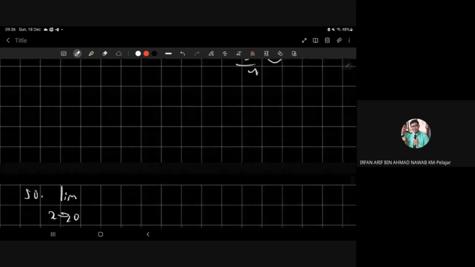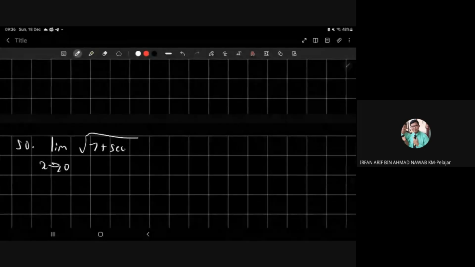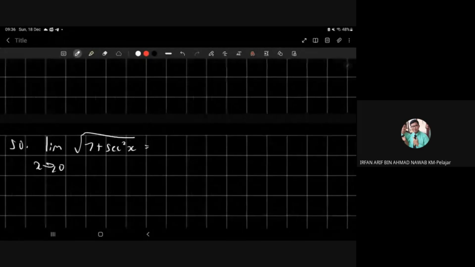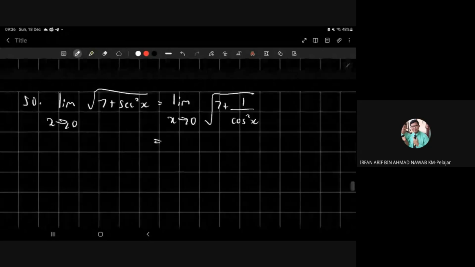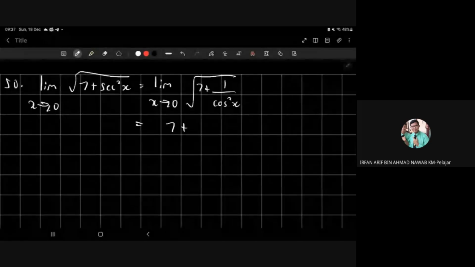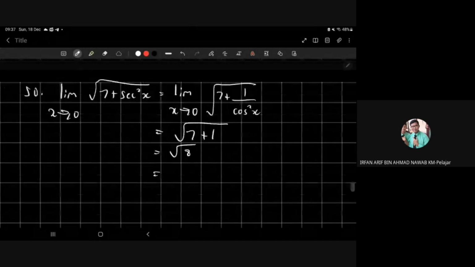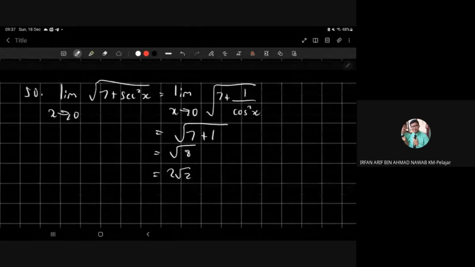So this limit is really direct, honestly. So 7 plus secant squared x. We know secant x means 1 over cosine x. So we could convert it to that form. I'm going to make it bigger a bit. 1 plus cos squared of x. And then just direct substitute. 7 plus 1 over cos squared x should be 1. And then you'll get the square root of 8, in other words, you'll get 2 square root of 2. So that's basically about it for trigonometry functions in this section. But later we'll be going through much more difficult ones.